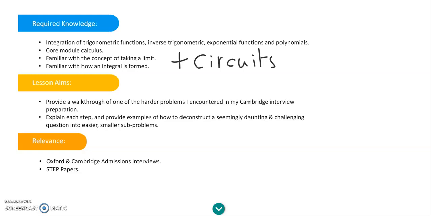So just before we get into it, you need to be pretty good with your trig and your calculus getting into this, because this question actually requires you to form your own integral. And you need a bit of circuits knowledge, so you need to know how power is dissipated in resistors in series, and you need to know about resistivity. The relevance, like I say, is towards Cambridge and Oxford admissions interviews, and STEP papers also have this sort of question occasionally.